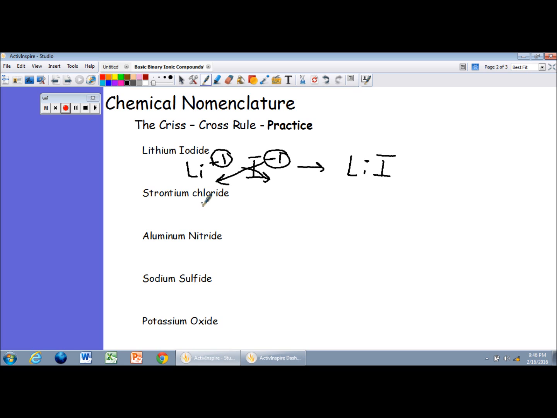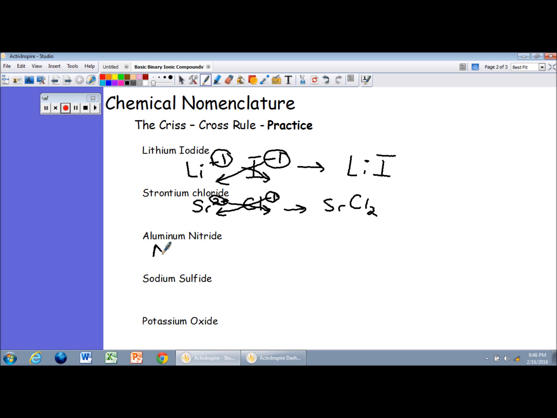Strontium chloride, so we're going to do Sr, because that's the symbol for strontium. It's a group 2 metal, which means we're going to do 2+ here. Chlorine's a group 17 nonmetal, so we're going to do a -1 here. So again, just crisscross to get your formula. So here we're going to get SrCl2.